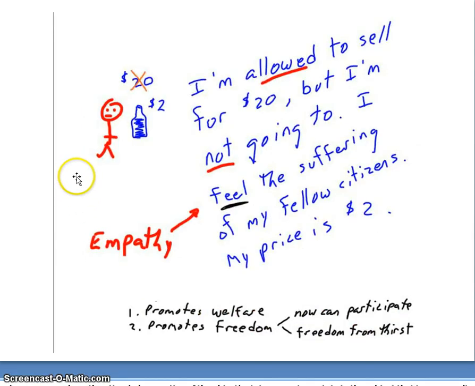Following up on that second view, you see the folks who want to level blame at this individual might say, well, yes, they're allowed to sell the water for $20 maybe, but after all, they could say to themselves, but I'm not going to. I feel the suffering of my fellow citizens, and so they reduce the price to $2. So it raises this question.